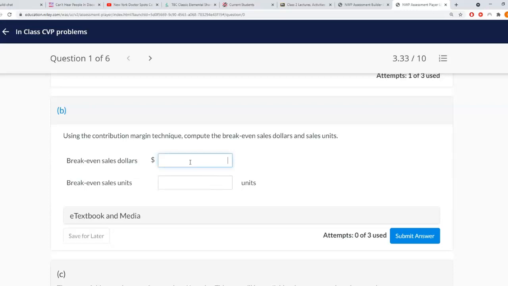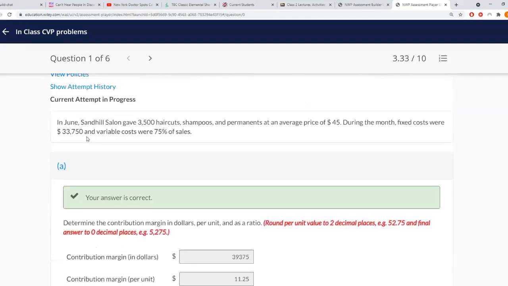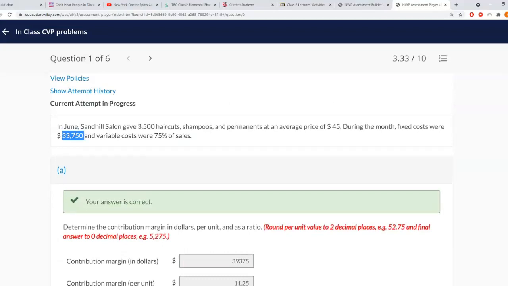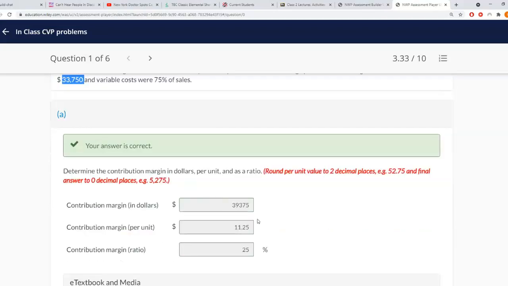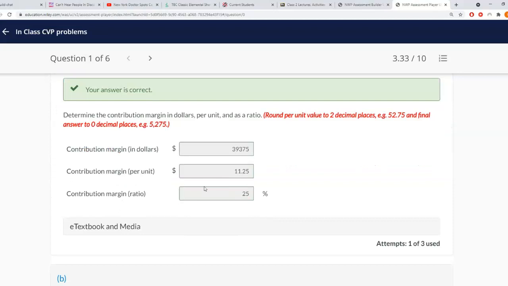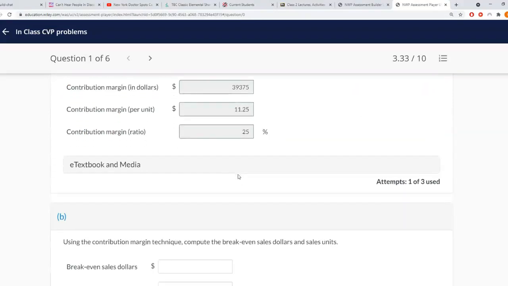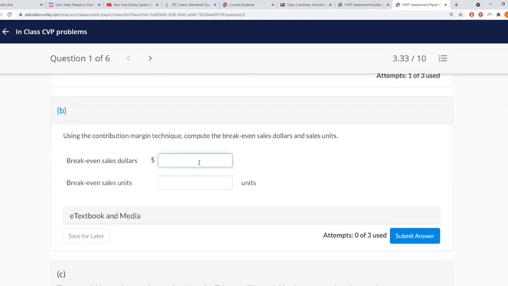Okay, what's your answer? It will be, Doctor, the total fixed cost divided by 25%. Right. Okay. 135,000, right? Right.